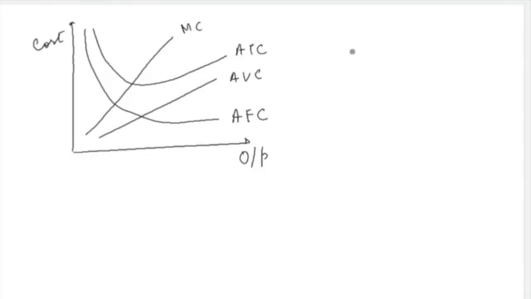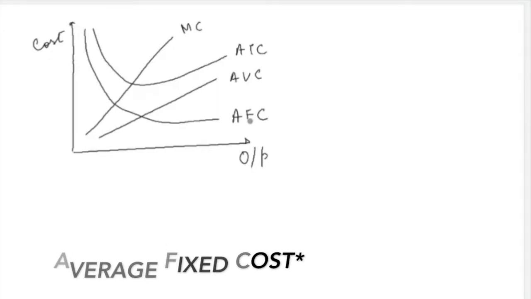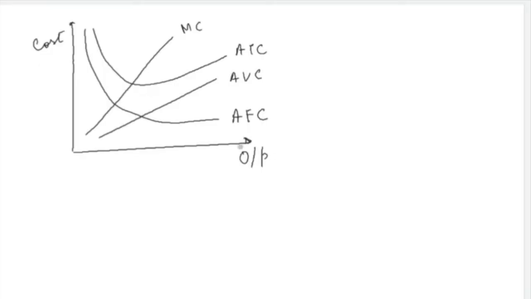Okay, let's try to look at the shapes of each of these cost functions. So again, you have output here and you have cost here. So these are the shapes of the different cost functions. You notice that your average fixed cost function is a downward sloping function. It is decreasing as you increase the output. Average variable cost, on the other hand, is an increasing sort of function. It is increasing as the output is increasing. Similarly, marginal cost is also increasing, and then you have the average total cost.